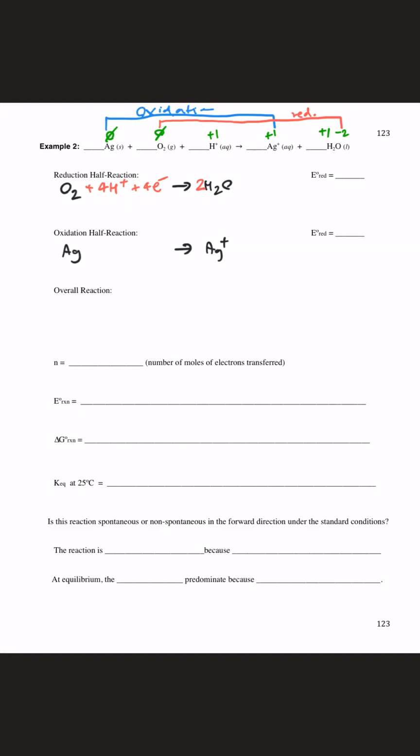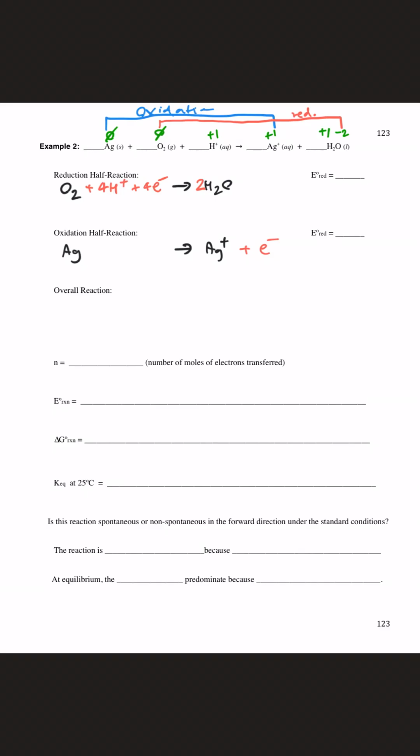When you finish, move on to the next. The next one is the oxidation half reaction. If you look at this, you will see that silver going to silver plus indicates that silver loses electron. So losing electron would be on the product side, and that will be just one of them, because it loses 1 electron to become 1 positive charge.